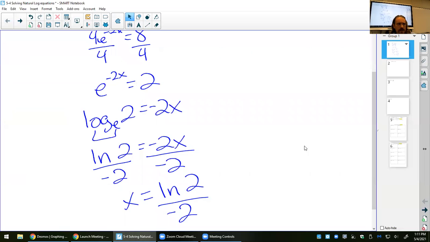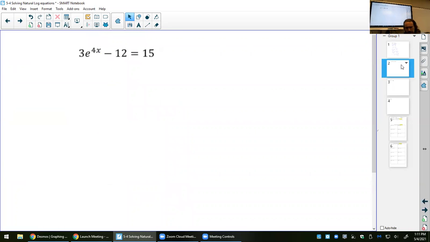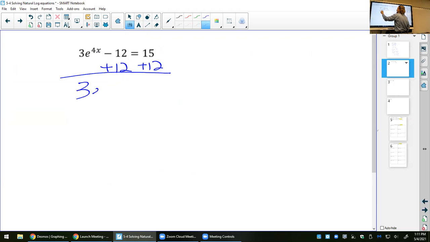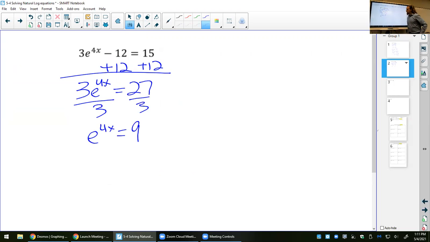Let's try one more. Same idea. If you want to pause it, try it on your own. We want to solve for x. So we start by getting our e by itself. I'm going to do plus 12, plus 12. So that's 3e to the 4x equals 27. I'm going to divide both sides by 3. So that gives me e to the 4x equals 27 divided by 3, which is 9.